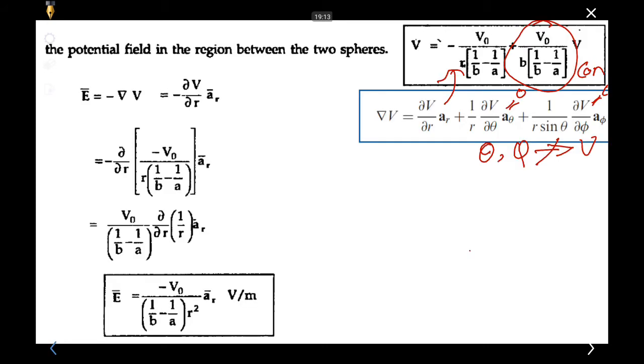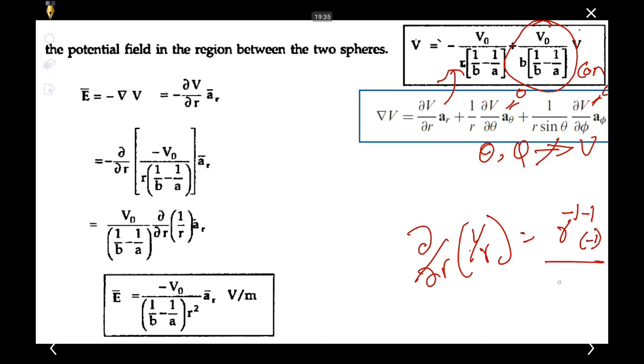So if you differentiate minus 1 by R, we will get 1 by R square. What is the formula for differentiation? Dou by dou R of 1 by R will be equal to R power minus 1 into minus 1. So this will be the value, R power minus 2. So minus 2 goes to the denominator, and this will be equal to minus 1 by R square. So I have substituted minus 1 by R square.